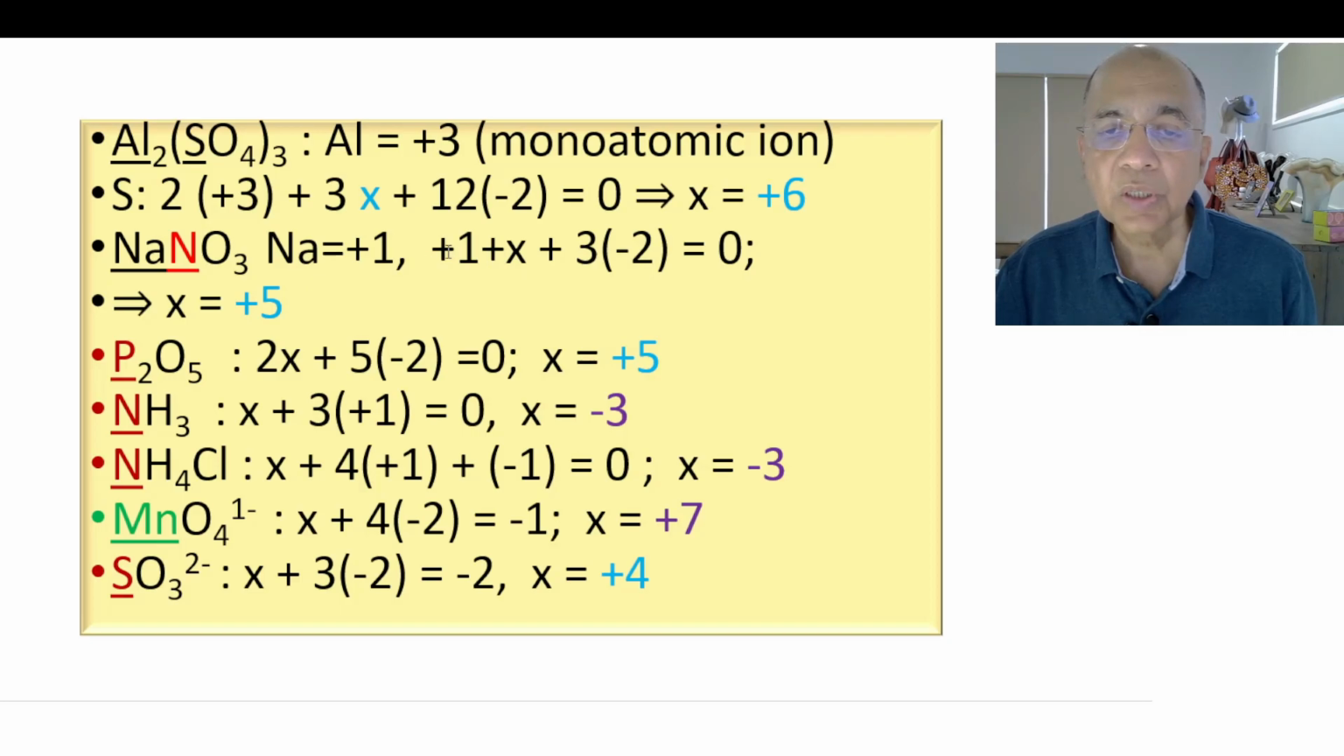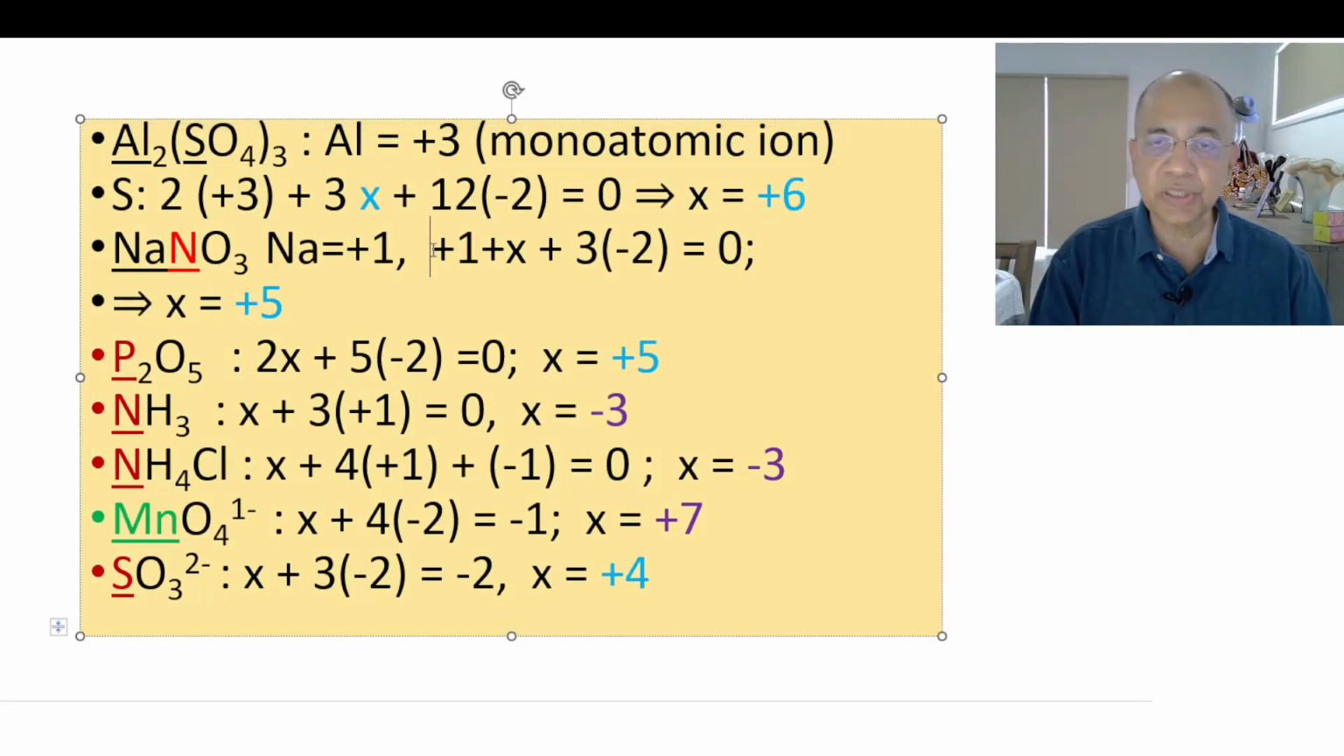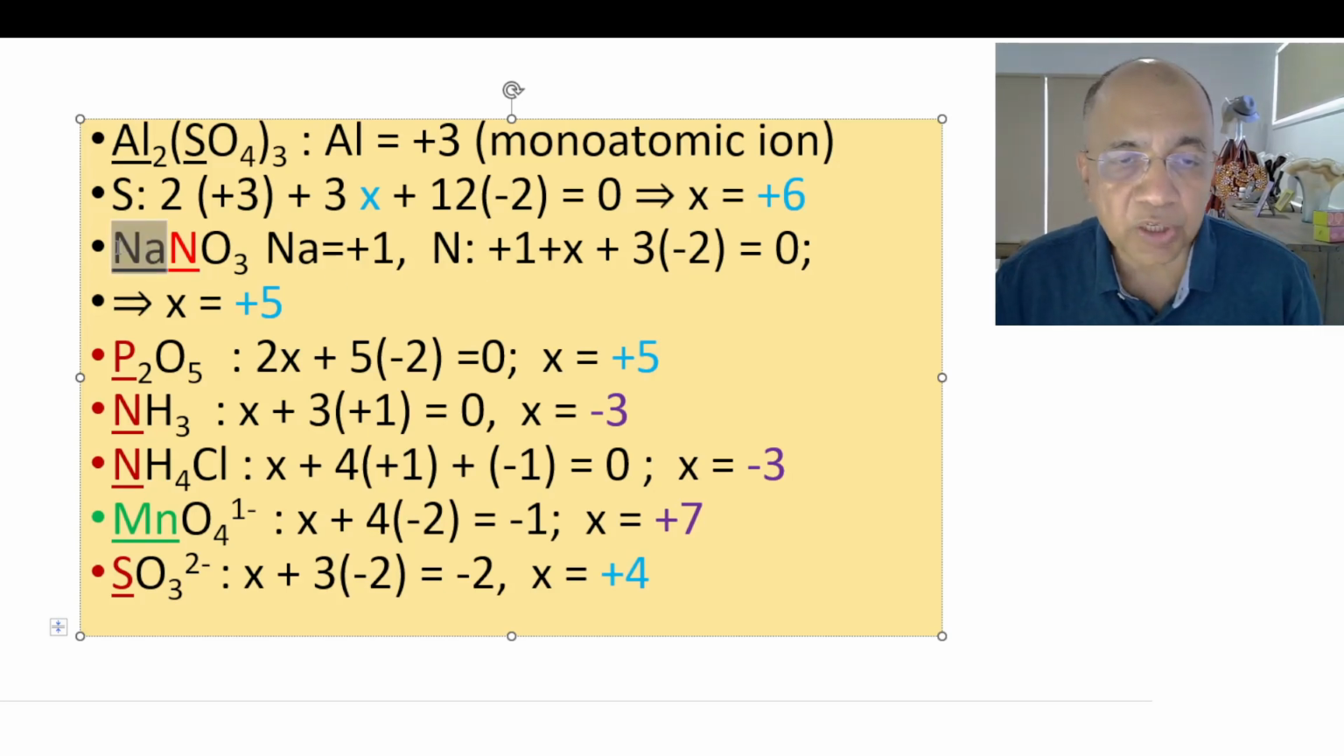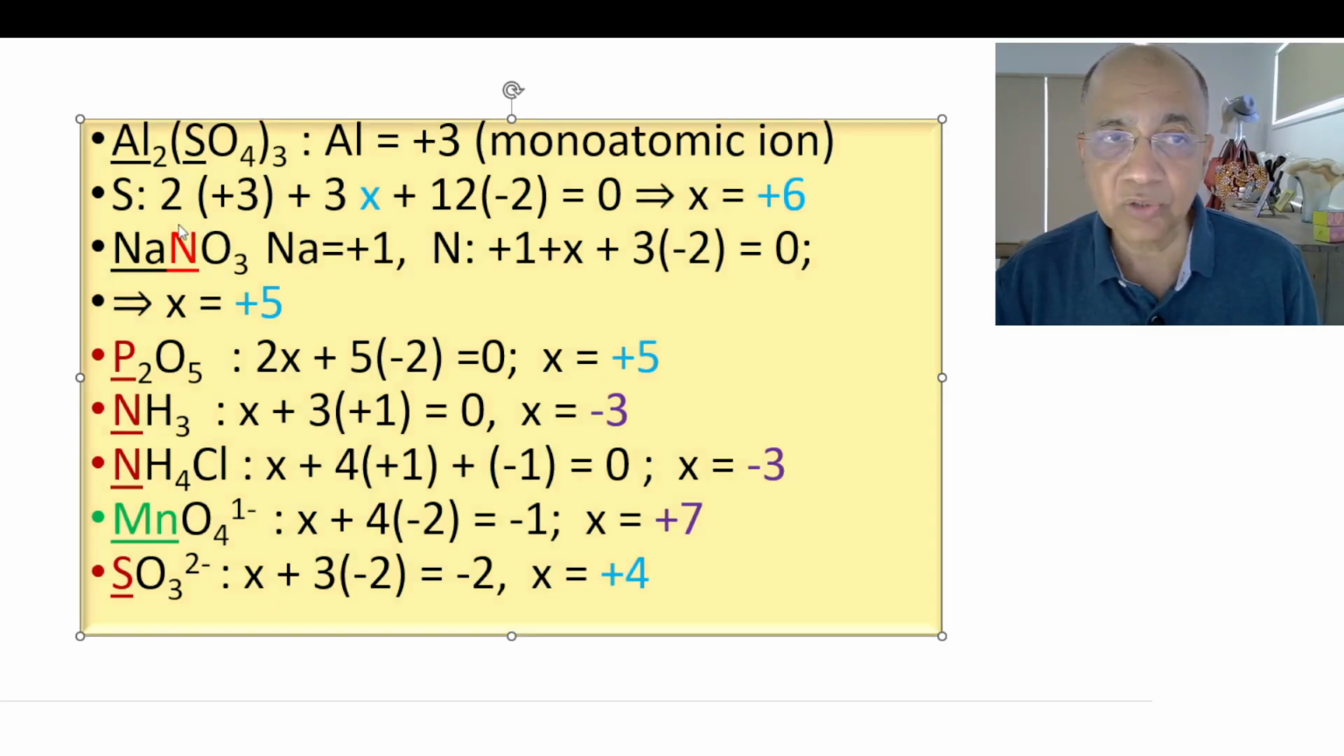So it is for nitrogen: +1 for sodium and +X for nitrogen, and 3 times -2 for 3 oxygen atoms is equal to 0. It's a neutral molecule, so X comes to be +5. So nitrogen has an oxidation number of +5 here in sodium nitrate.